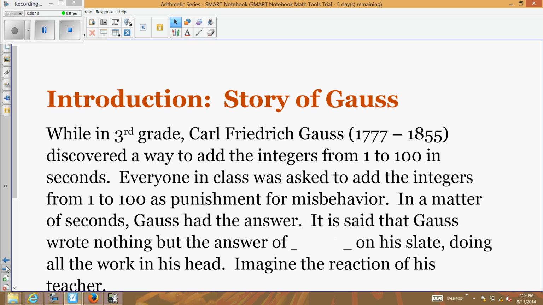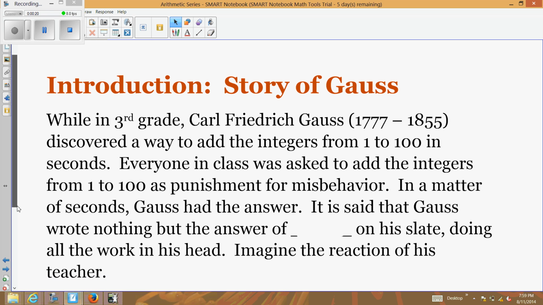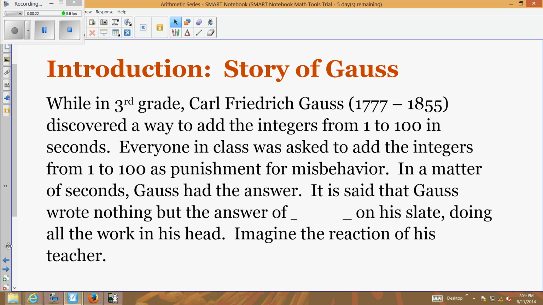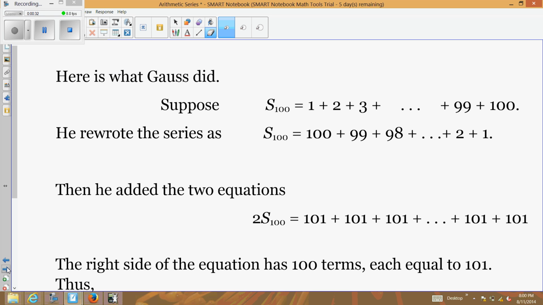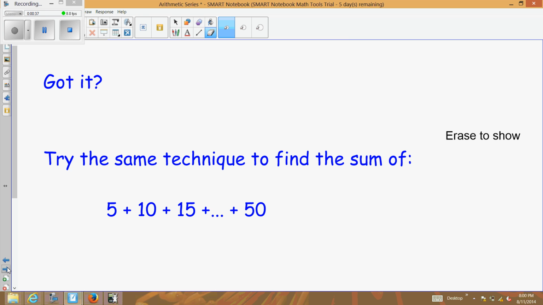So there's a story, and you can read it, and you can look into your notes, but that's where it comes from. And that's the answer you got. And here's some information for you, and you can look at it to see what happened.